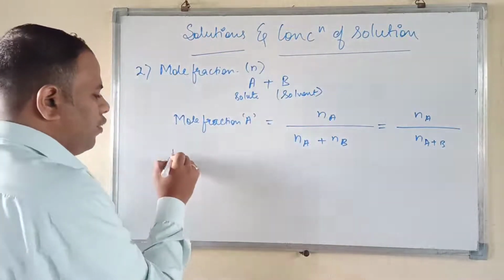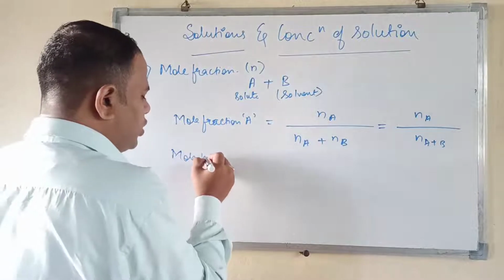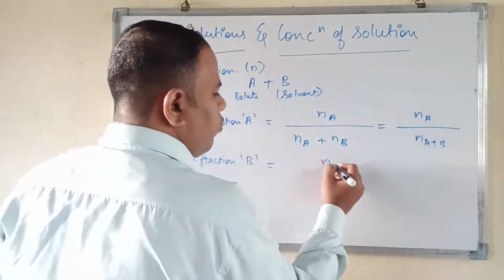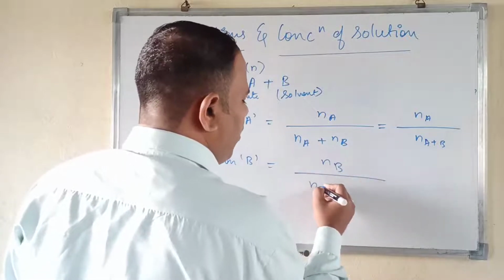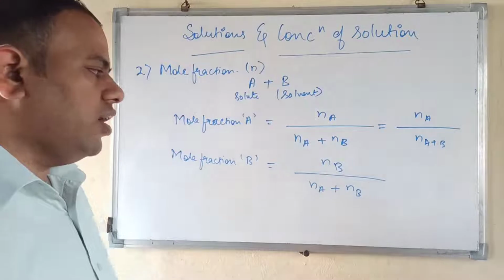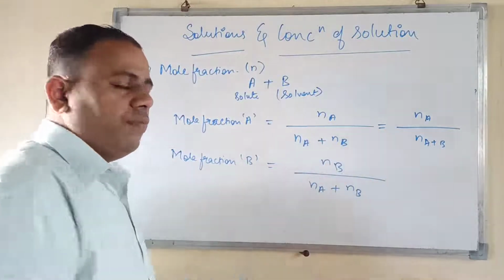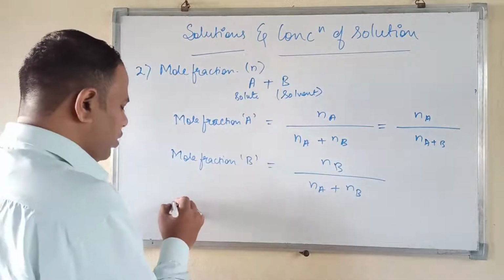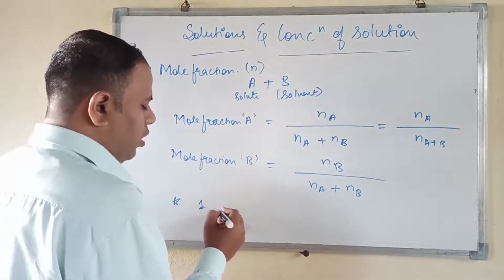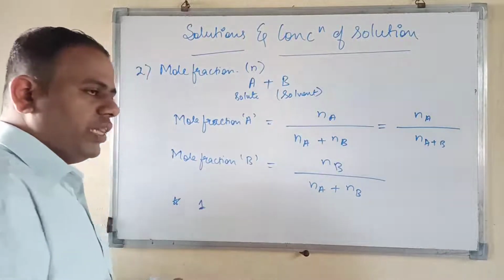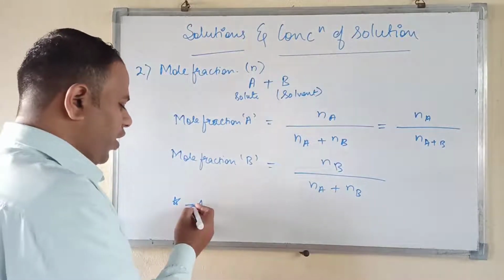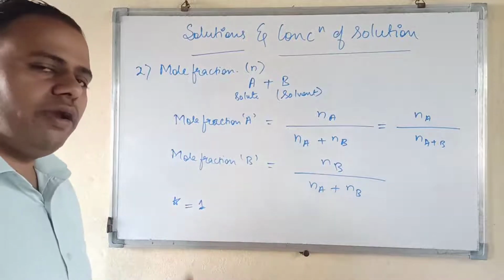Similarly, if I have to calculate the mole fraction of B, then it will be the moles of B divided by the moles of A plus the moles of B. So here it will be the mole fraction of B. Remember one important thing: the mole fraction is always within 1. Mole fraction is always less than 1 because the total of the mole fractions is always 1.